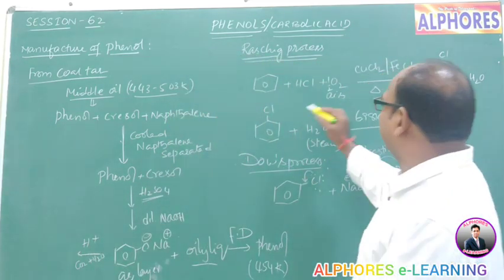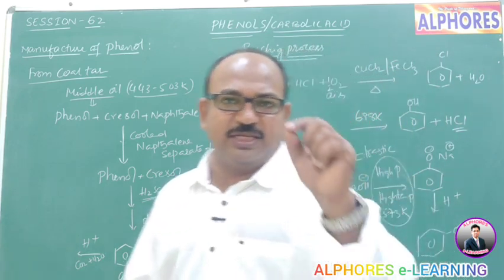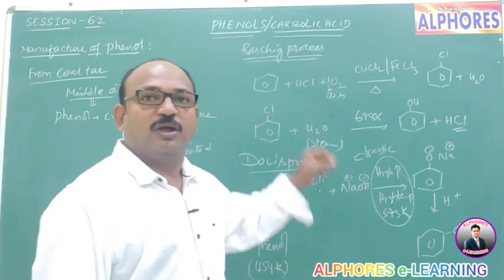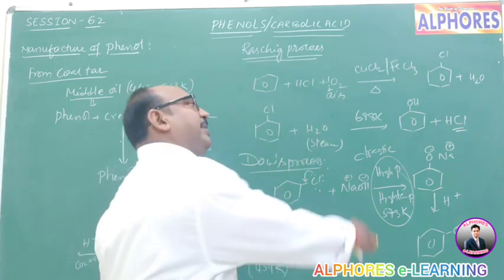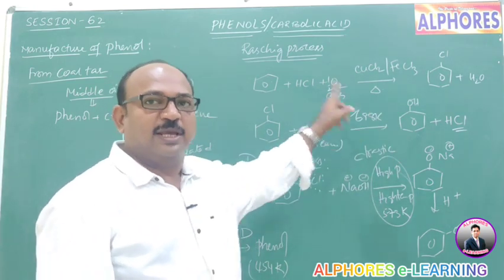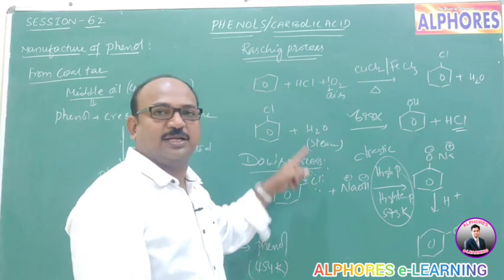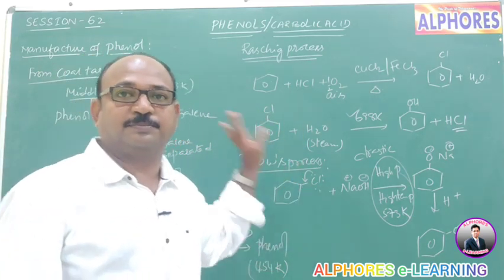Similarly, in the other method, chlorobenzene reacts with steam. Basically, chlorobenzene is insoluble in water, so if you use water directly, there is no reaction. But whenever we maintain this much temperature, then displacement takes place. That means these two reactions do not take place under normal conditions.